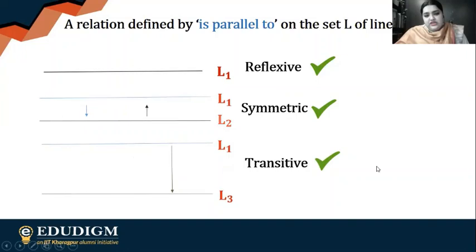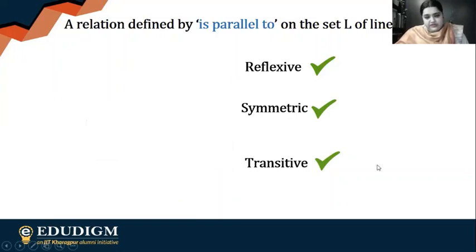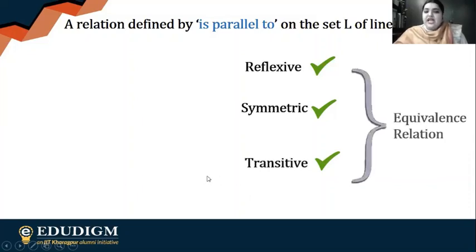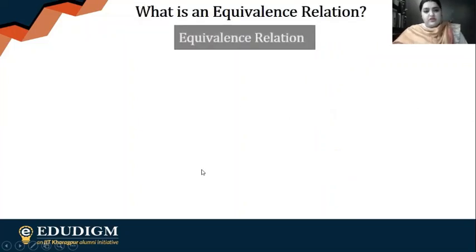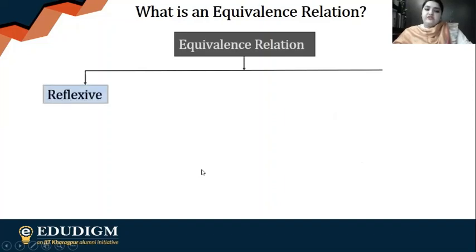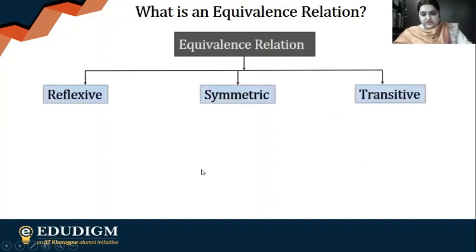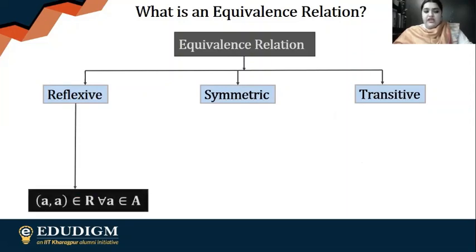Now, if you look at this relation, it has all these three properties of being reflexive, symmetric, and transitive. So these kinds of relations are together called an equivalence relation. Mathematically, for an equivalence relation, you need to check whether it's reflexive, symmetric, and transitive or not. So they have to hold simultaneously. For reflexive, you'll start with that. You see whether all the possible pairs of the form (a, a) are there for all a belonging to the capital A.